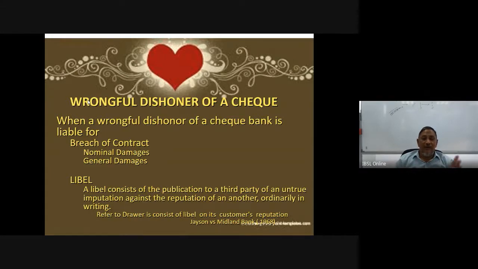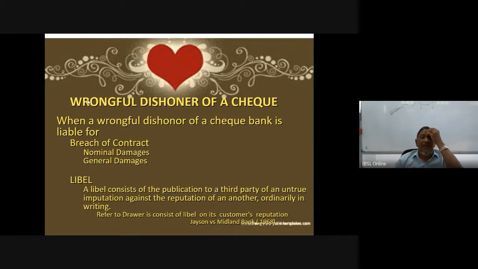So there are serious damages, such as defamation. Defamation is one of the serious damages. Okay, so we have to be very careful while returning checks.